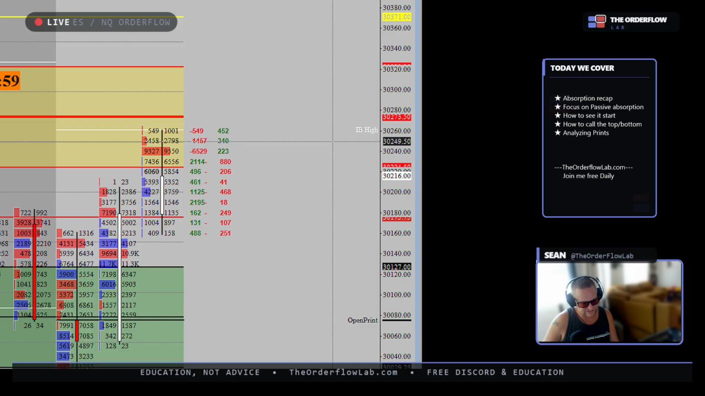Now, you may ask, this is a really good example. Sean, there's all selling on your side-by-side delta, and there's all buying on your diagonal delta. Put that together. That's what I discussed in the room.